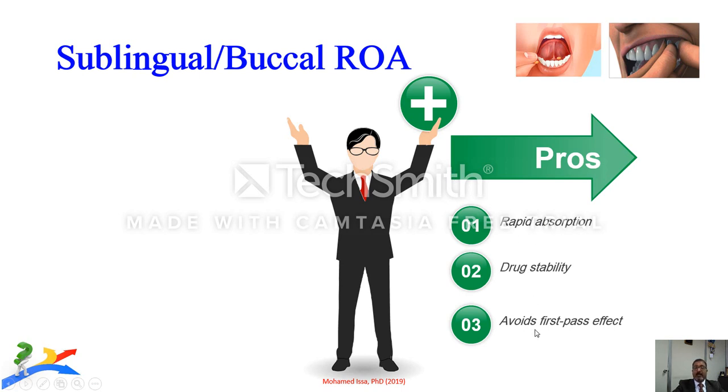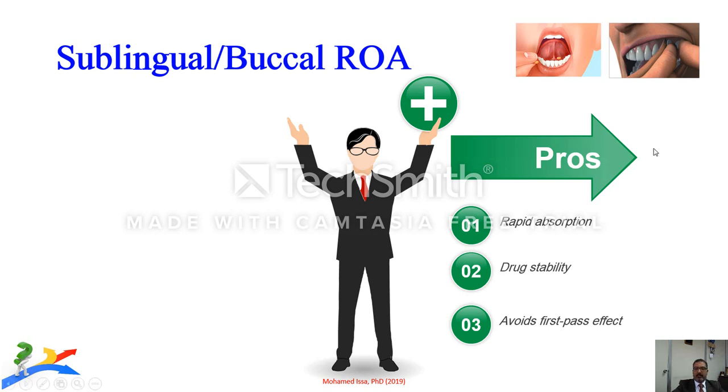Another important advantage is we can avoid, we can evade the first pass metabolism or the first pass effect. What is really interesting about this route is your drug is going to be absorbed directly into the general systemic circulation. Of course, later on it will go and pay a visit to the liver, but initially it will be administered directly into the general circulation, reaching the site of action before it is, of course, metabolized and eliminated.